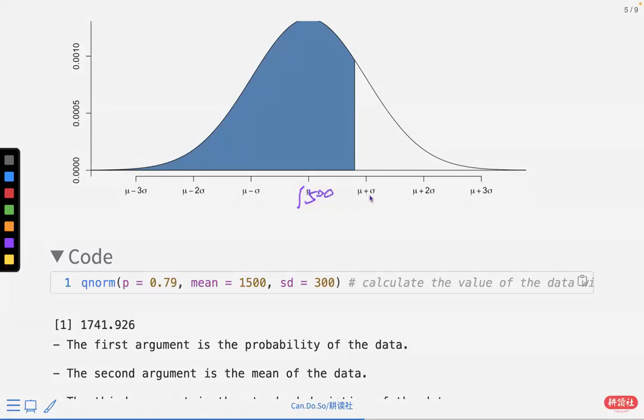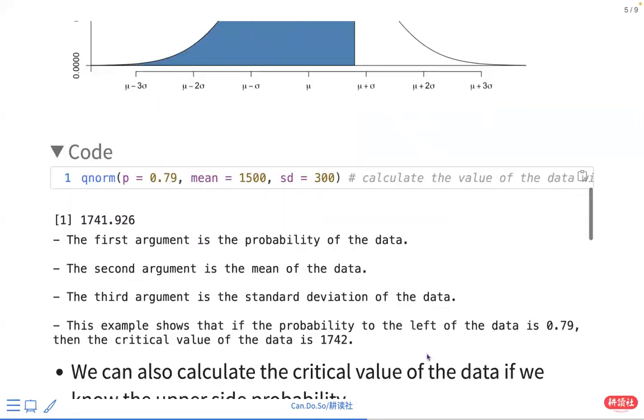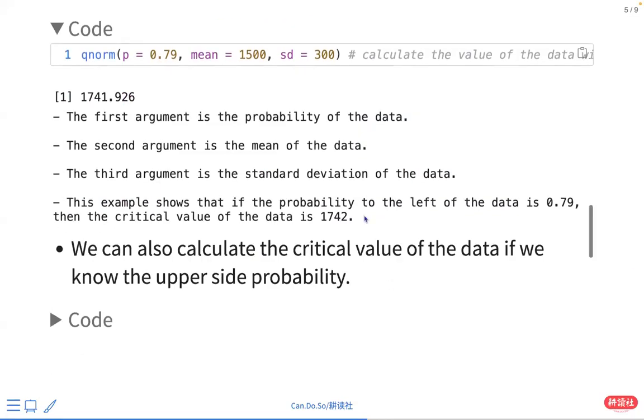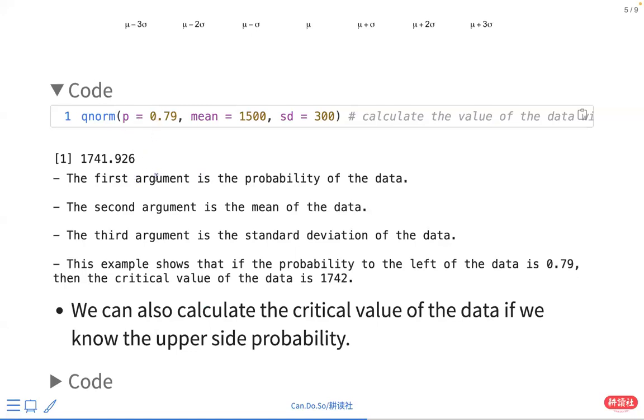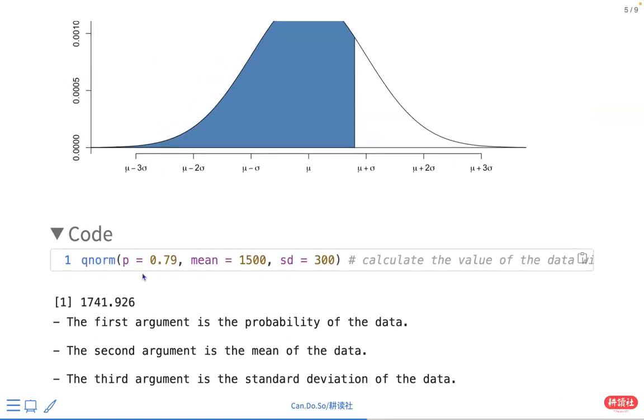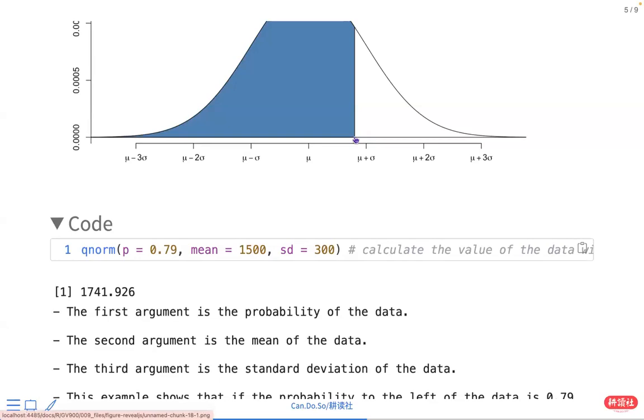So here the mean is 1,500, and the standard deviation is 300, so one standard deviation above is 1,800. So a little below, it's 1,700 here. It's 1,741. Again, the only difference is the first argument is the probability of the data, this part, and we can find the cut here.